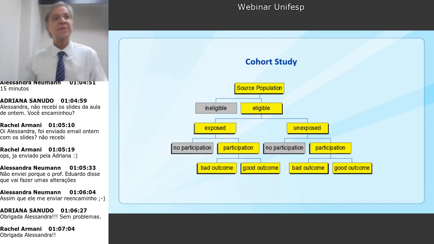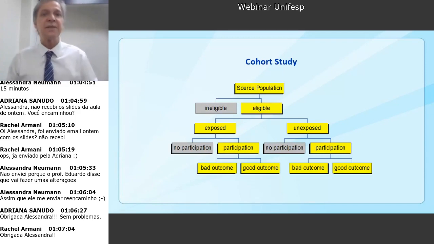On the other hand, sometimes there's no way of avoiding it, because you end up with so few people that you don't have enough power, and you need to allow some people to creep into the study. Okay, so these are the decisions you need to make a priori before you set up your study.